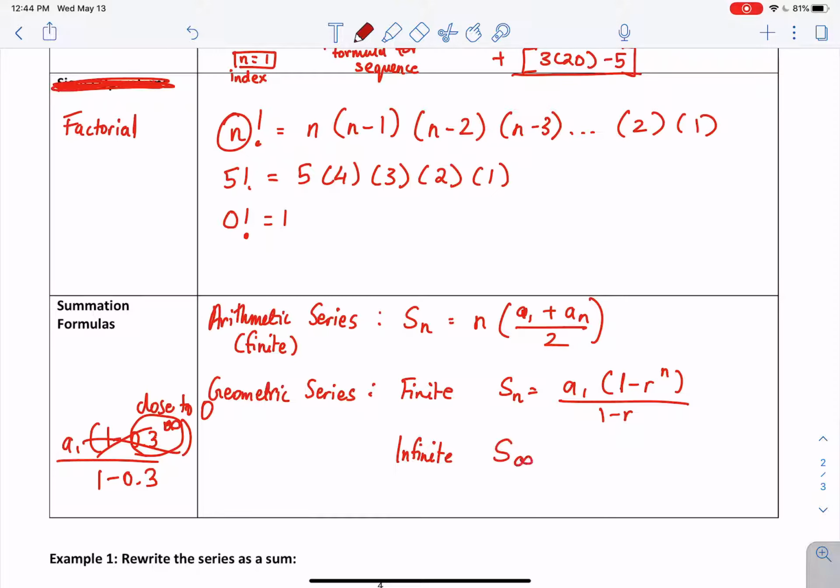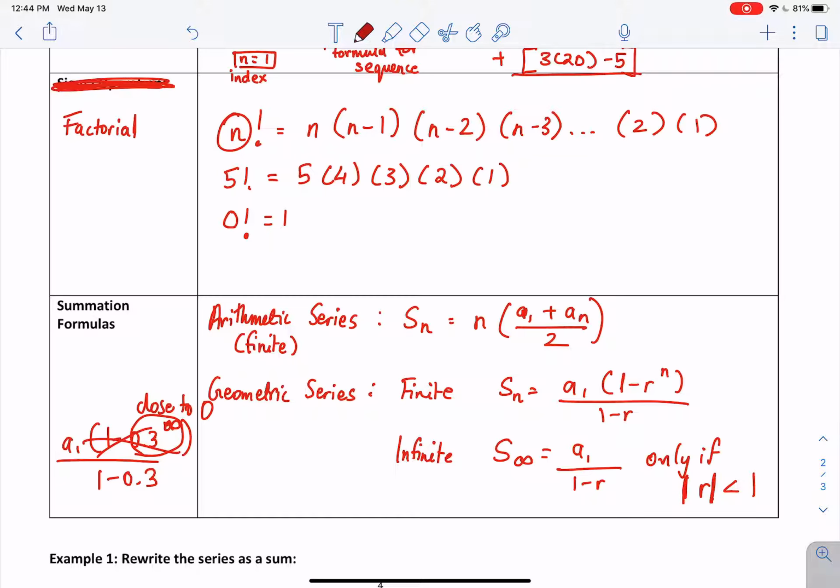If you have an infinite series, that 1 minus r to the n just becomes 1, so we don't need to write it. It's just this bit of the formula. This only works if your r value is less than 1. The absolute value of it is less than 1.